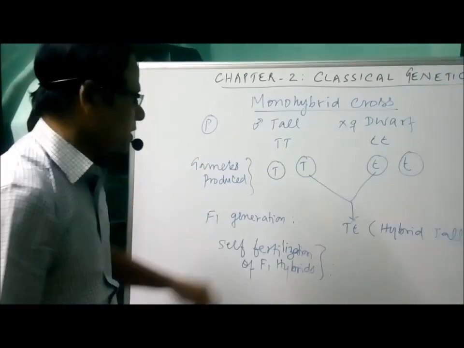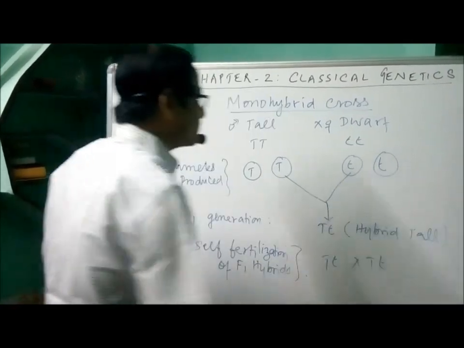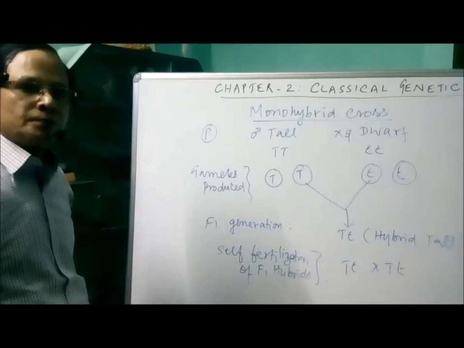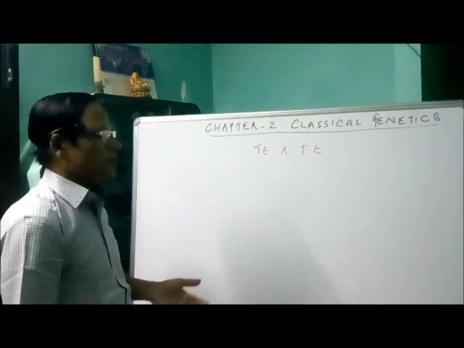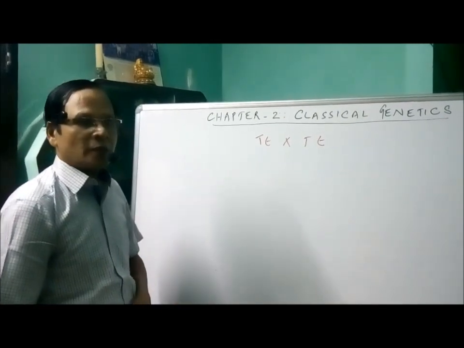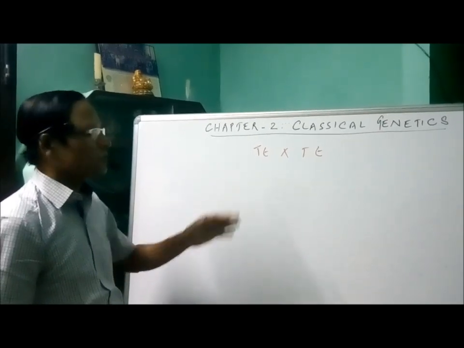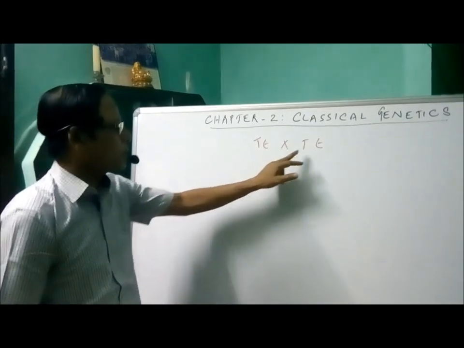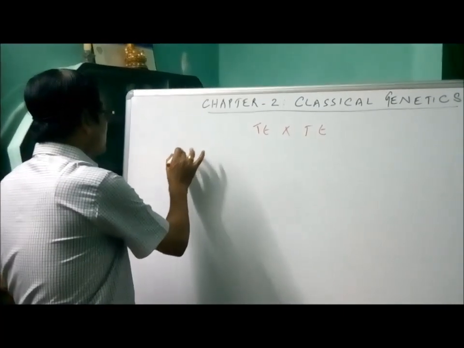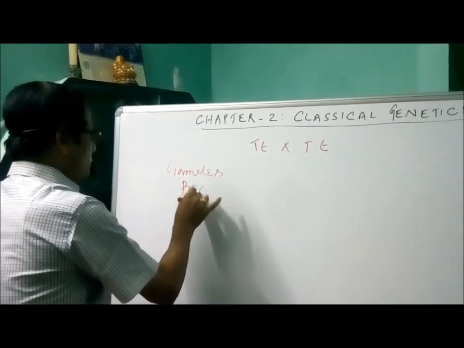This is cross-fertilization. We are taking two hybrid talls. Mendel did the cross between two hybrid talls, hence it is called the self-fertilization process or self-pollination process. Now we are taking two hybrid talls, or two heterozygous talls. Now what are the gametes produced?